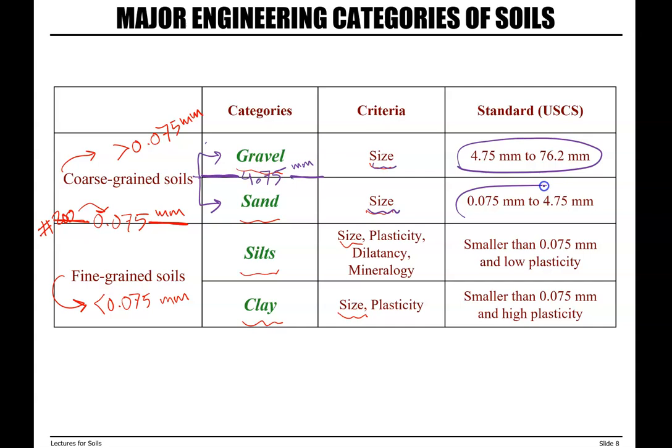Sand is particles larger than 0.075 millimeter, smaller than 4.75 millimeters. So gravel is between 4.75 millimeters and 76.2 millimeters. Sand is between 0.075 millimeters to 4.75 millimeters. And these are all based on USCS standard.